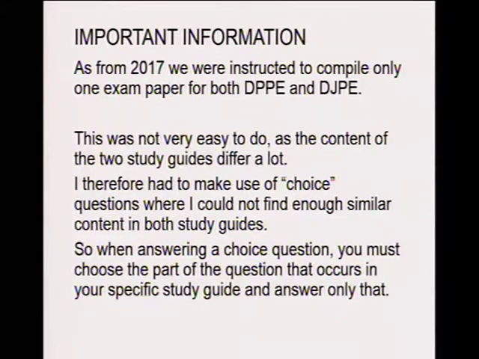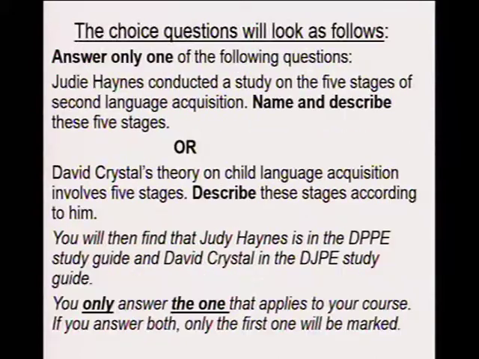Important information. As from 2017, we were instructed to compile only one exam paper for both the DPP and the DJP courses. This was not very easy to do, as the content of the two study guides differ a lot. I therefore had to make use of choice questions, where I could not find enough similar content in both the study guides. So when answering a choice question, you must choose the part of the question that occurs in your specific study guide and answer only that.